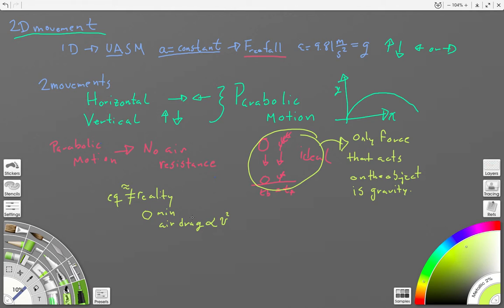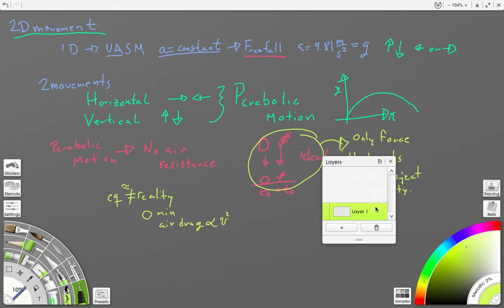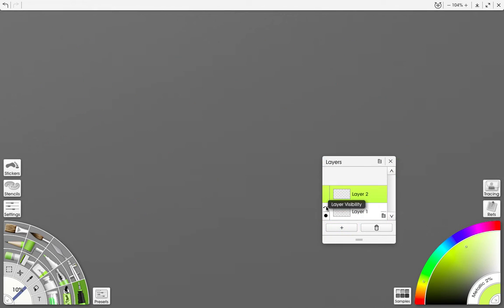Let me put a new page so that we can start anew. Where was it? Okay, it's here in layers. Add new layer. Put this one. Okay, let's make this one visible.